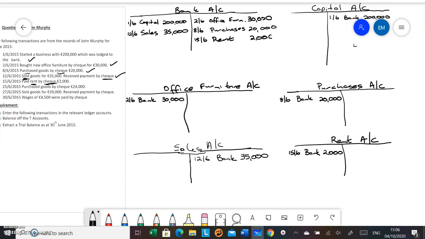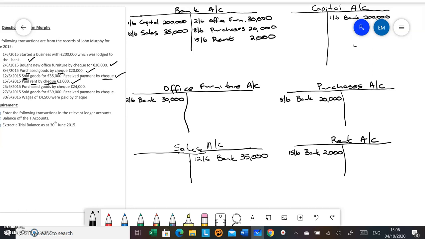€2,000. The idea being, when someone looks into your bank account, they will recognise that the business paid €2,000 in rent by the description. They'll also look into the rent account in the general ledger and see the corresponding side of that in the rent account. And that is the transaction relating to the 15th of June completed.